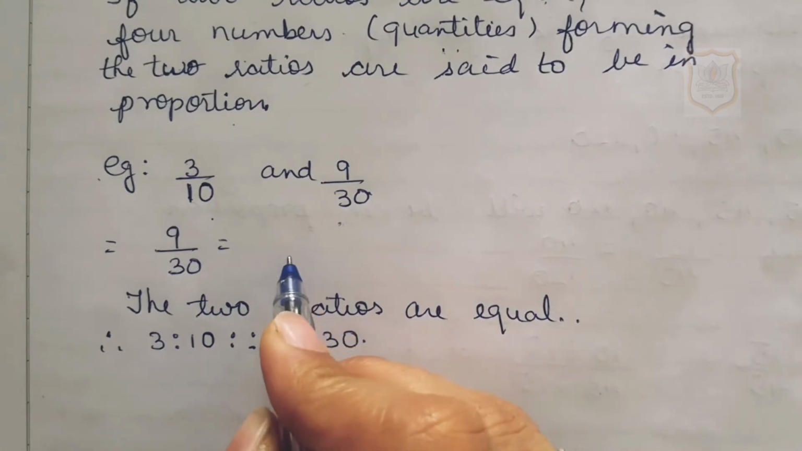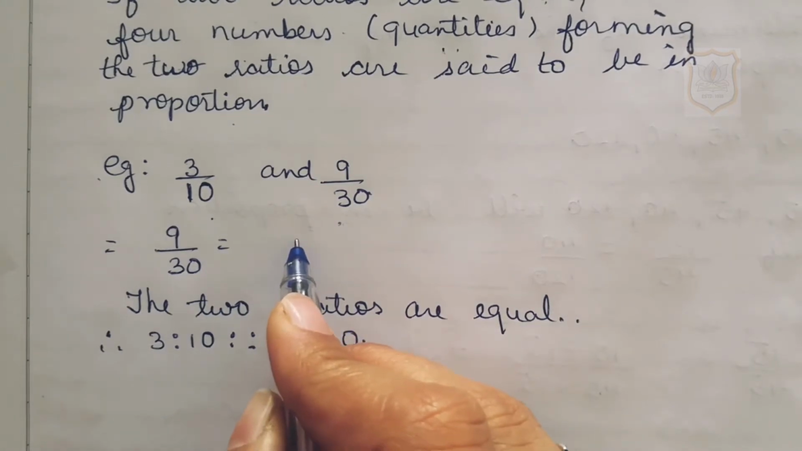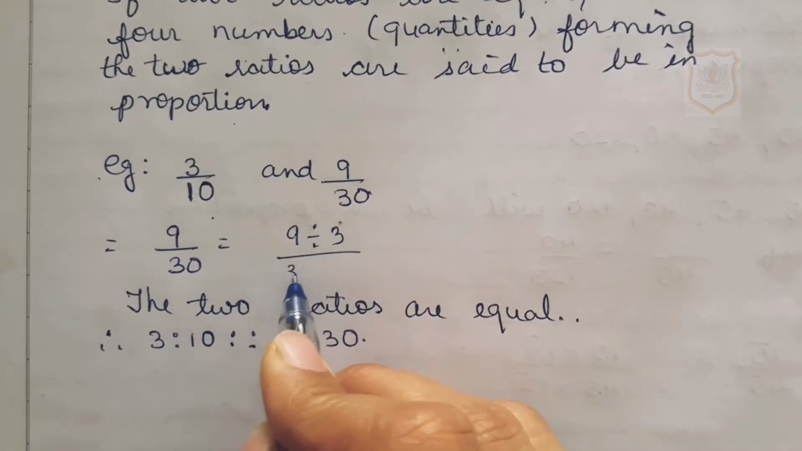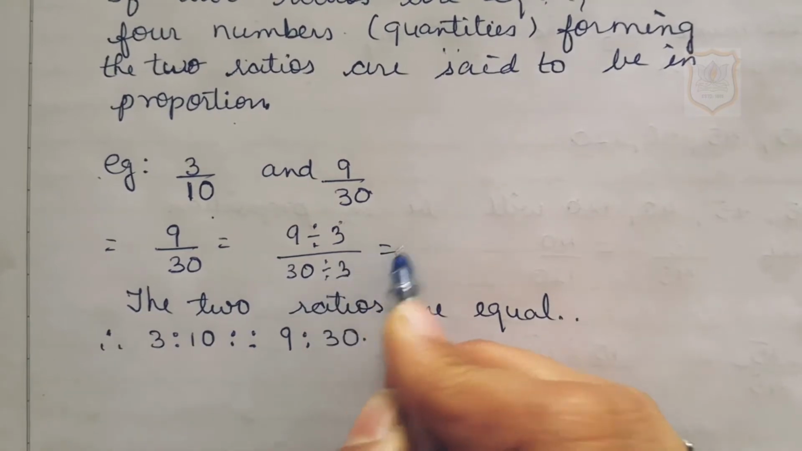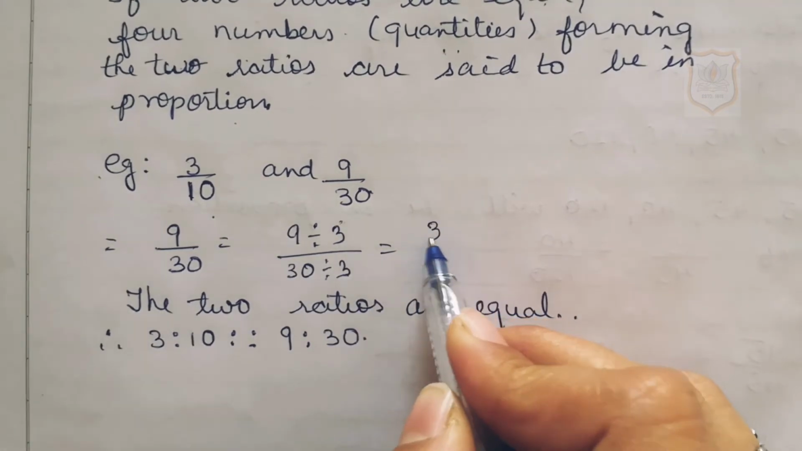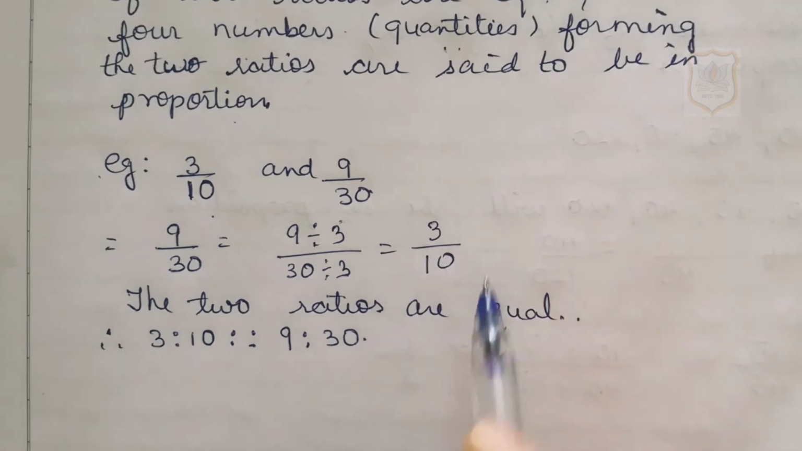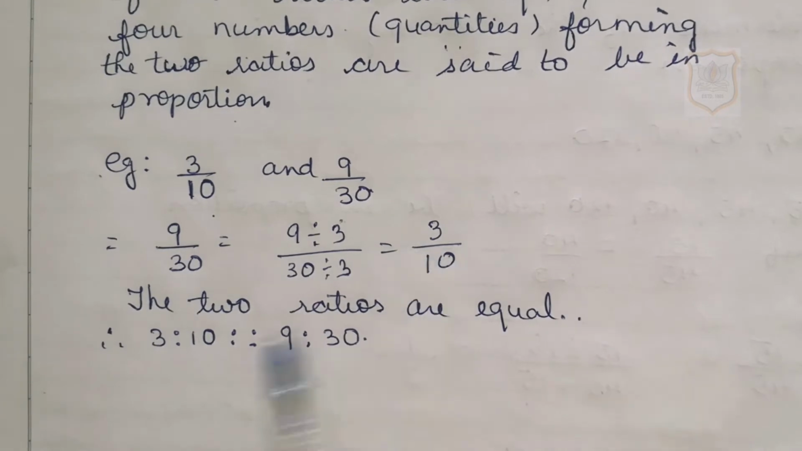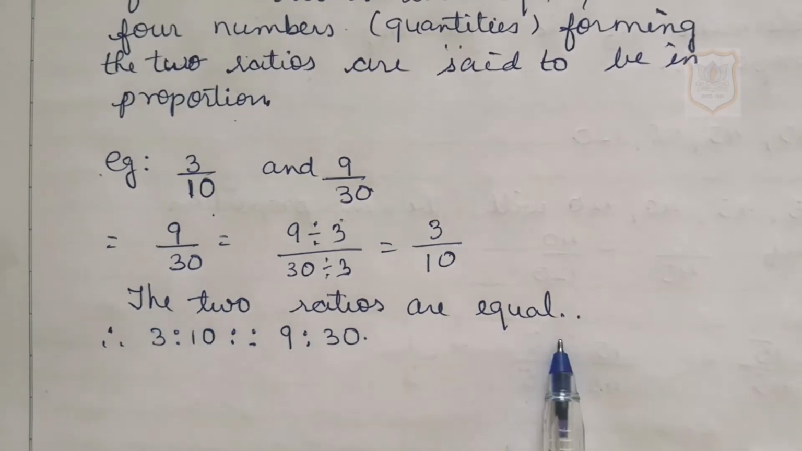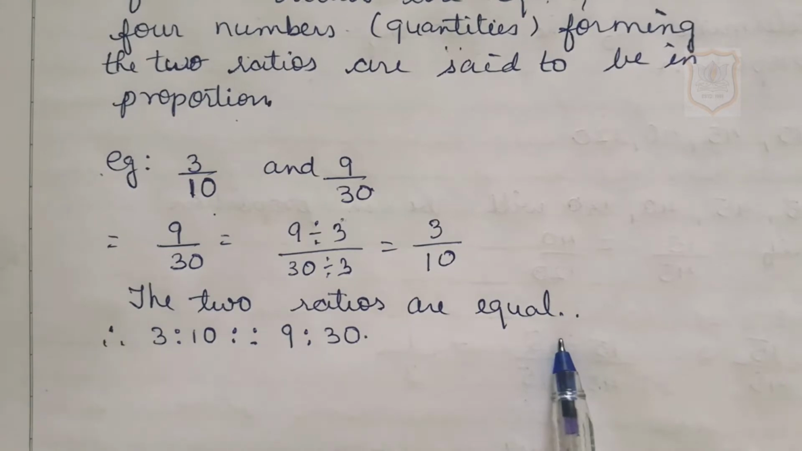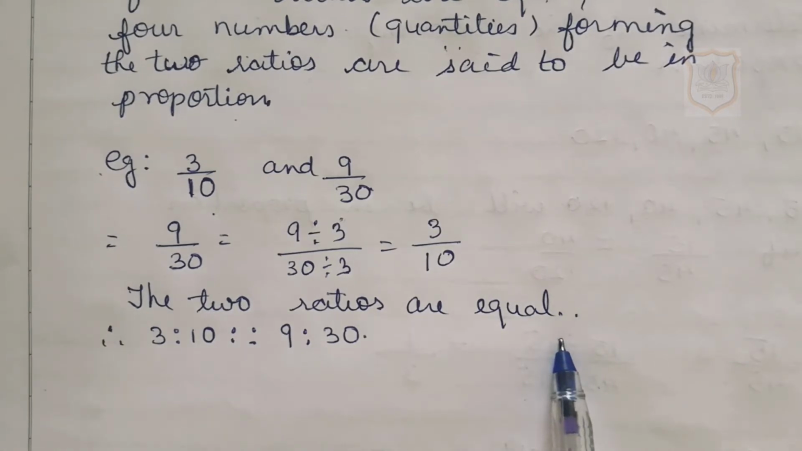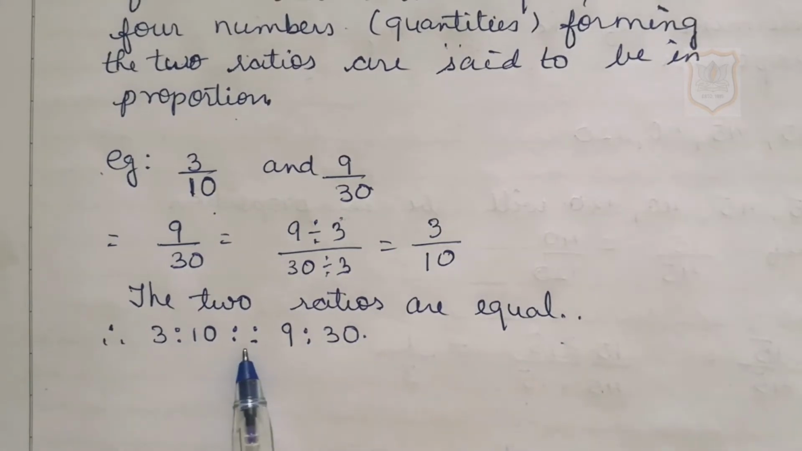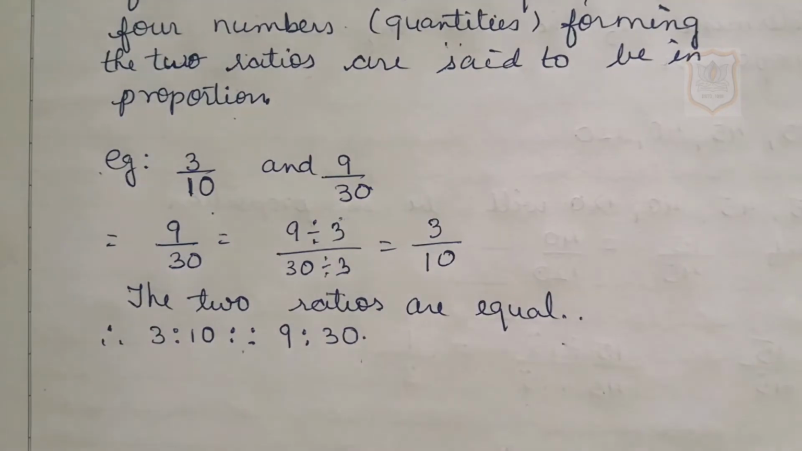So if we divide numerator and denominator by 3, 9 divided by 3 and 30 divided by 3. 9 divided by 3 is 3 and 30 divided by 3 is 10. So here you can see that these two ratios are now equal. So we will write that the two ratios are equal. Therefore, if these two ratios are equal, then they are said to be in proportion. So we will write it as 3:10 proportion to 9:30.